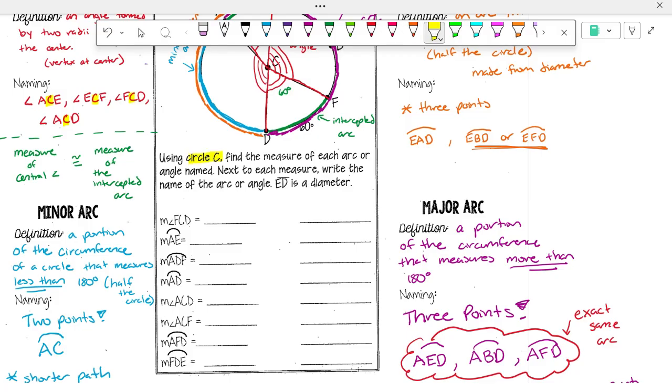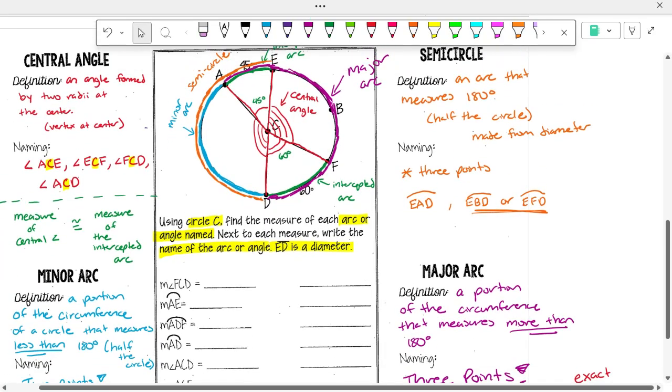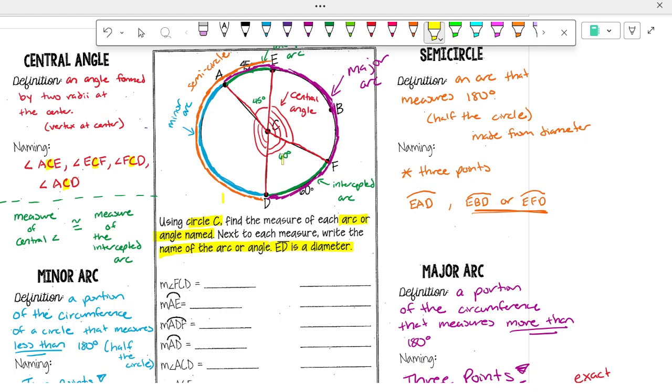Given circle C, we're going to find the measure of each arc or angle that is named. Next to the measure, we're going to write the name of the arc or angle. And just to note, ED is the diameter. Some of these we already found. For example, angle FCD, which is right here, we found that to be what? 60. And what is FCD considered? It's a central angle.